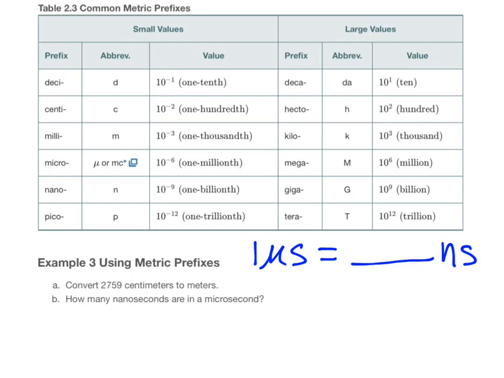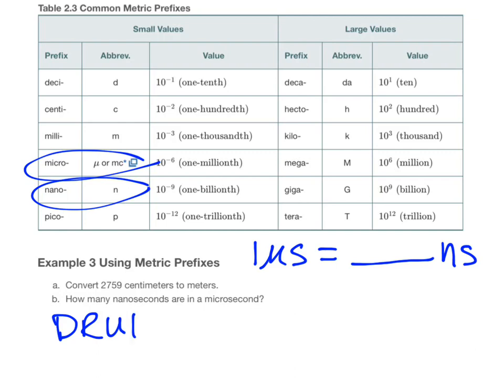So we're going from micro to nano, so we're moving down to a smaller unit. So DRUL, we're moving down to a smaller unit, so we'll move the decimal point to the right. Right, and how many places? Well, we're moving from 10 to the -6th to 10 to the -9th. Right, so that's moving 3 different places. So it's kind of just the difference between -6 and -9. Okay, so you would take 1 microsecond and move the decimal 3 places to the right. All right, so a microsecond is 1,000 nanoseconds.